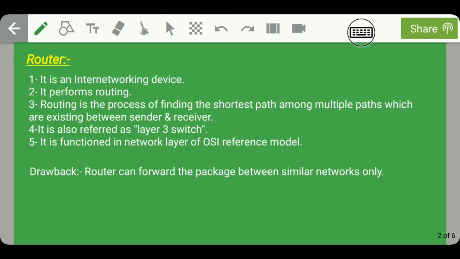Guys, talking about some important features of router, it is an inter-networking device. It performs routing. So what is routing? Routing is the process of finding the shortest path among multiple paths which exist between sender and receiver. Guys, router is also referred to as layer 3 switch and it functions in network layer of OSI reference model.